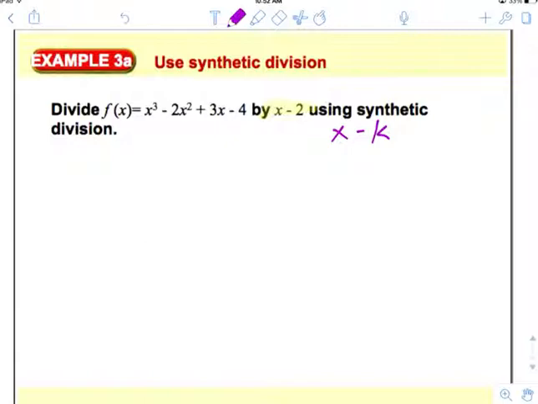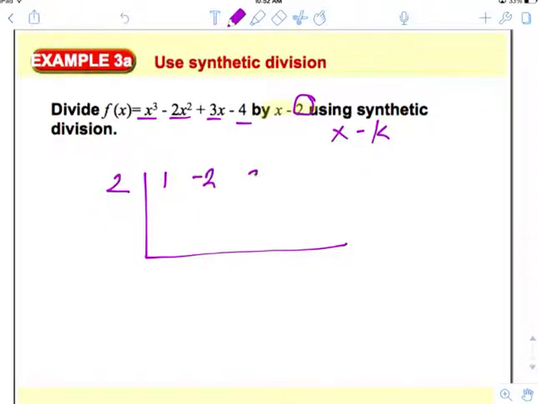So let's set this up. This is a little different. What I'm going to do is take that k value and put it on the outside. So I have 2. And then I'm going to draw an upside down division sign. And then I'm going to substitute in the coefficients for my dividend. So x to the third has a coefficient of 1. Negative 2x squared has a coefficient of negative 2. 3x is 3. And negative 4 is negative 4. So I plug in all my coefficients, and then I'm going to follow this procedure.